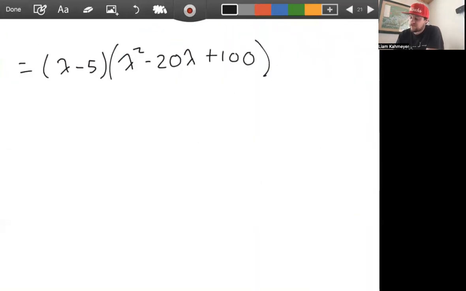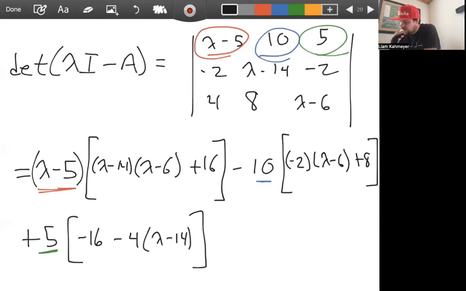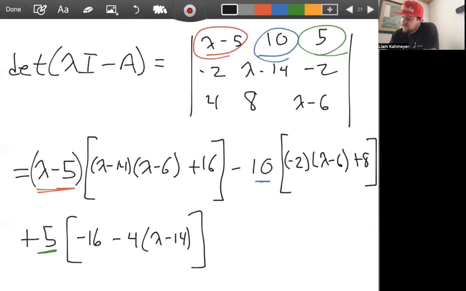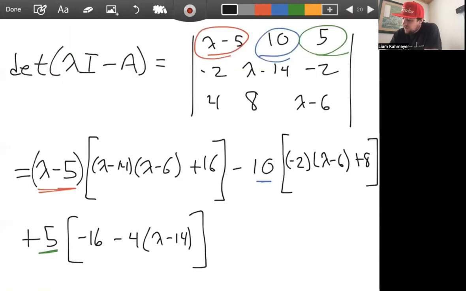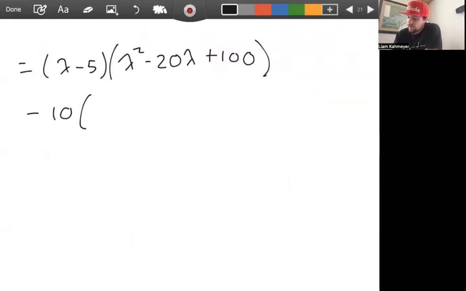And that was for the first term, right? Let's see how the second term simplifies. Well, we have -10 times, and then it looks like we're going to get negative 2 lambda plus 12 plus, so that's going to be 20 minus 2 lambda.